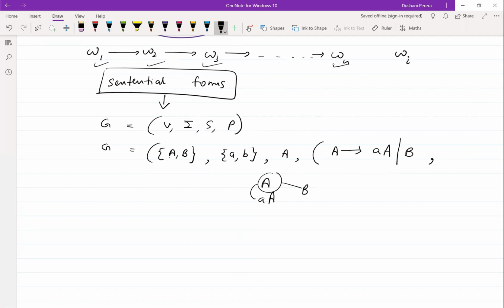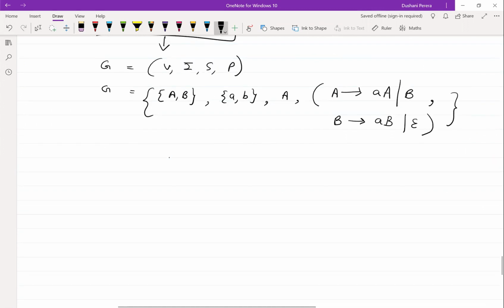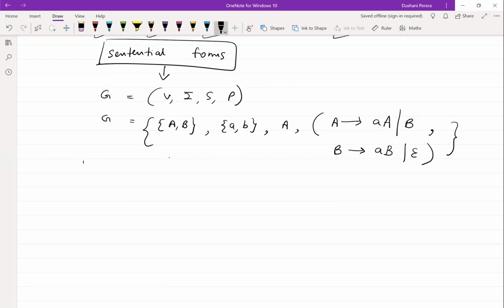Then let's take another production rule. Let's say B translates to AB or the null string. So these are the production rules that we have. This is the full grammar declaration. This is an example grammar that we have defined. Now let's see what derivations we get, the sentential forms.